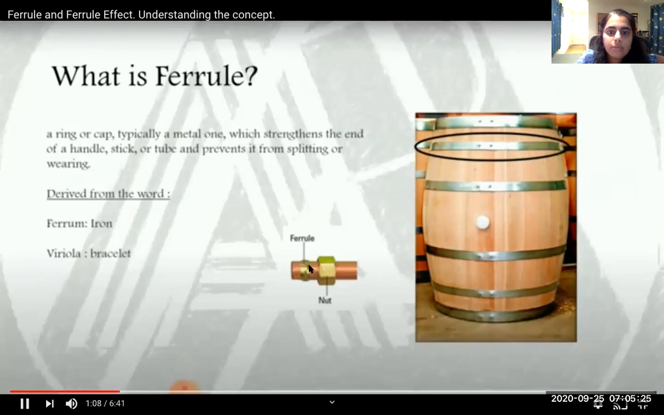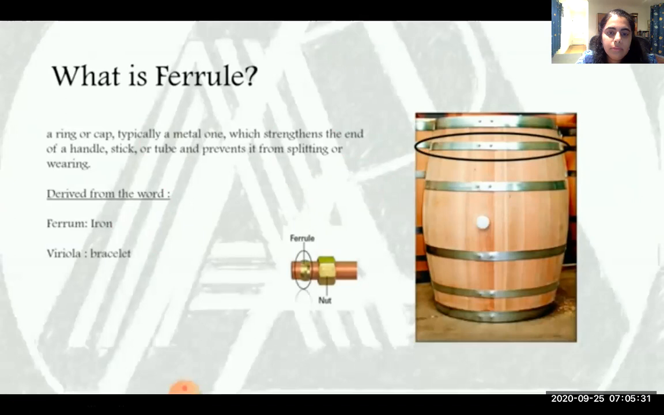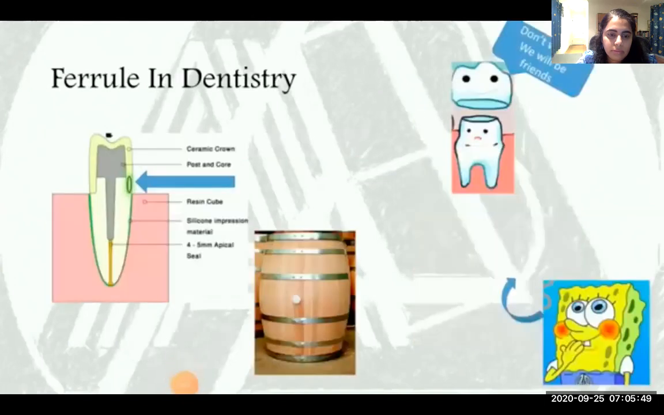Similarly, in the next figure we can see that there is a water pipe. Over this water pipe there is a metal nut which acts as ferrule, and this metal nut prevents the pipe from breakage. So the main purpose of the ferrule is to protect the core or the base material from splitting or wearing or breakage. Then what is ferrule in dentistry?